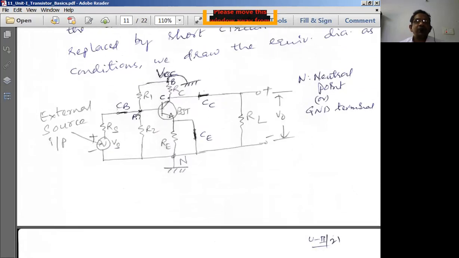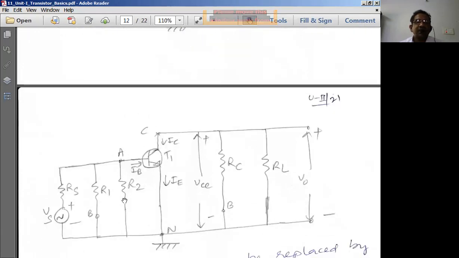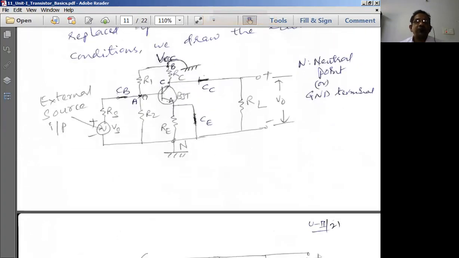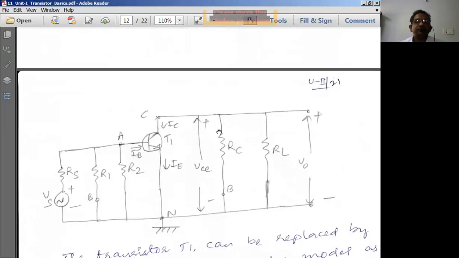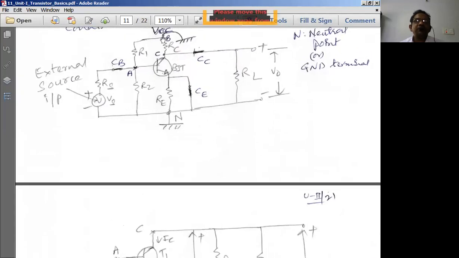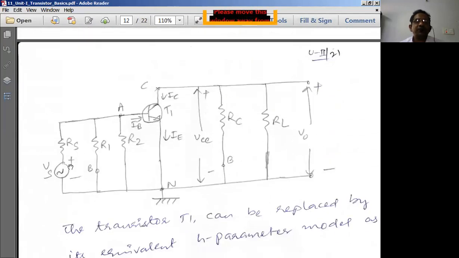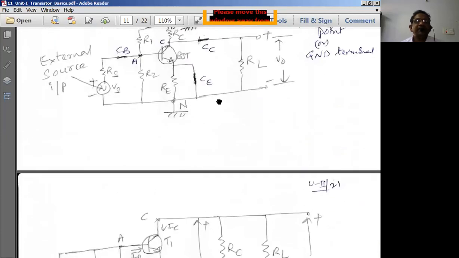And next, A is connected to ground through R2. A is connected to N through R2. And next, A is connected to B through R1, and this B is once again connected to ground. So B is connected to ground. And input is as it is, Vs and Rs.